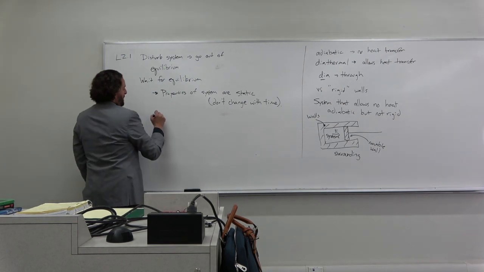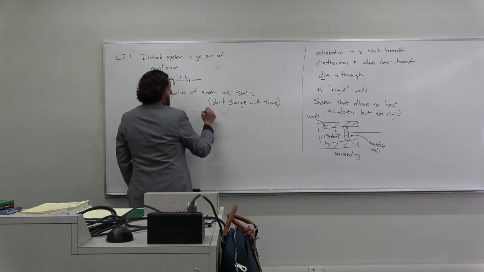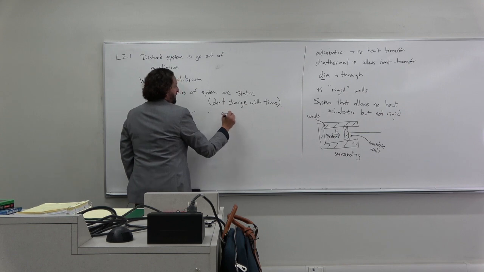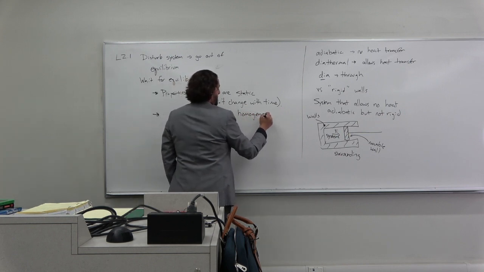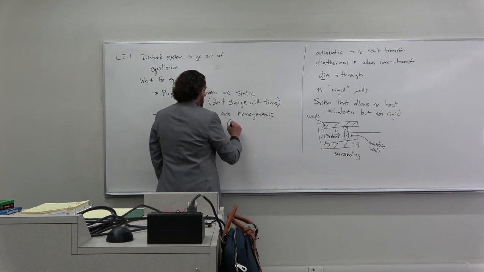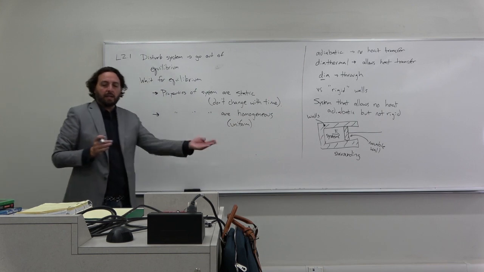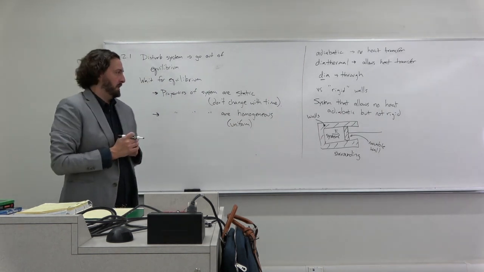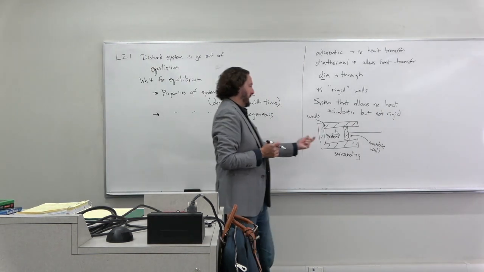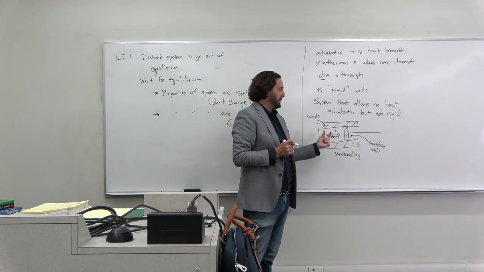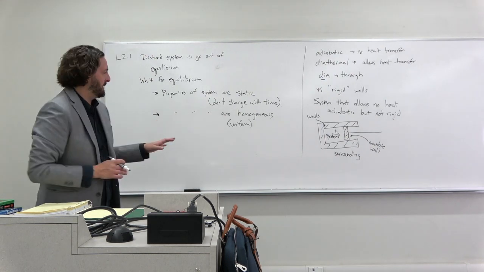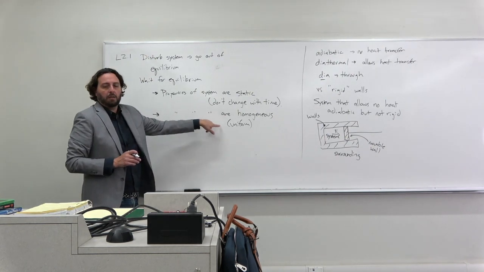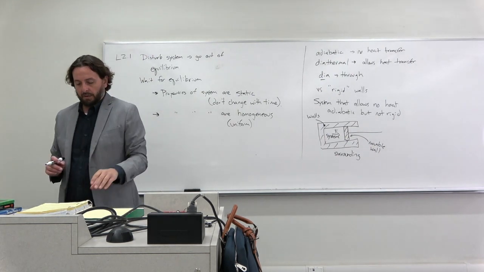and properties of your system are homogeneous. That is, they're uniform, right? If you have any kind of gradient, so for example, here you could have a density gradient, or you could have a pressure gradient, or you could have a thermal gradient. If you have any gradient in the system, any non-uniformity, your system is not in equilibrium.